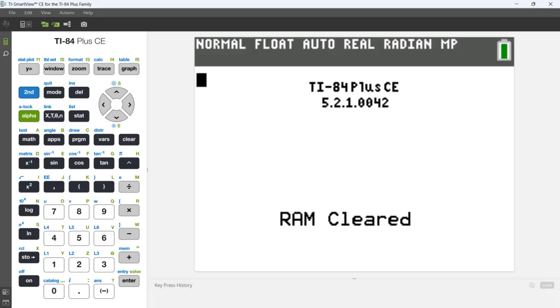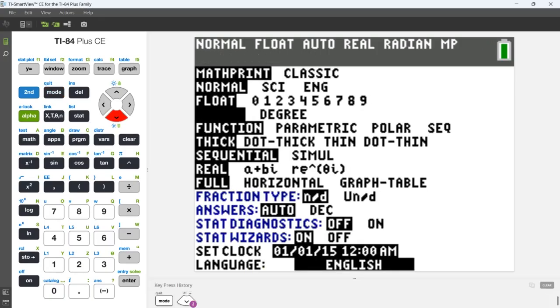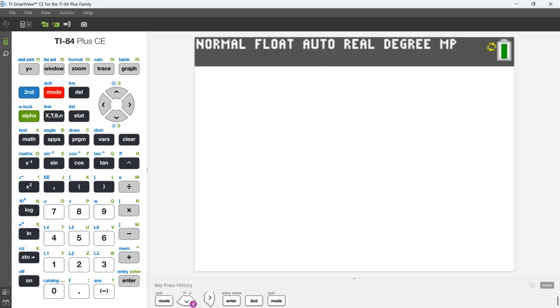So when you turn it off and turn it back on, it's still in the same mode as whatever it was in previously. For me, I deliberately reset my calculator, so my calculator is currently in radian mode. I have to go down and over to degree mode, and then I press second mode to quit. It's not a bad idea to double check that your calculator is in degree mode, because otherwise you're going to get some kind of nonsensical answers, because your answers are going to actually be in radians and they're just not going to make sense.